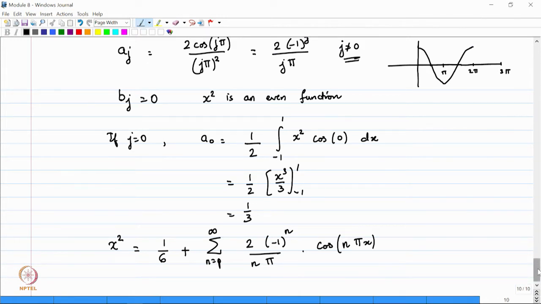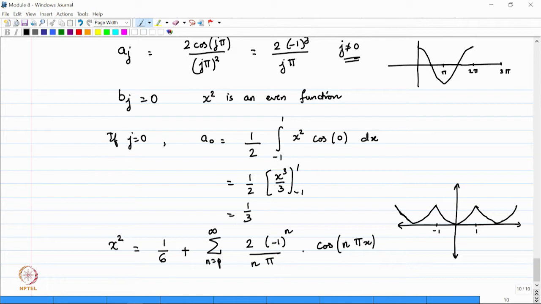The implicit assumption is that we are imposing periodicity. So, when I write x square from minus 1 to 1, it looks like this. When you impose the periodicity, this same function keeps repeating. So, it goes like this. What we are really looking at is a function that looks like this.